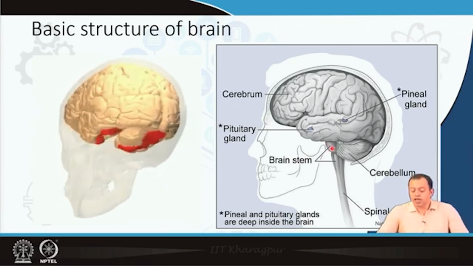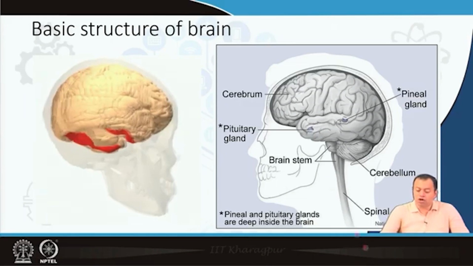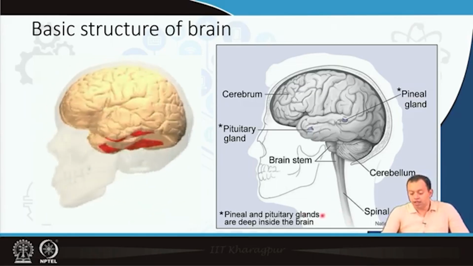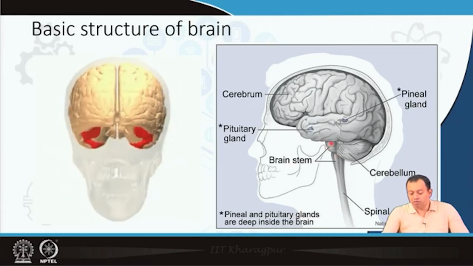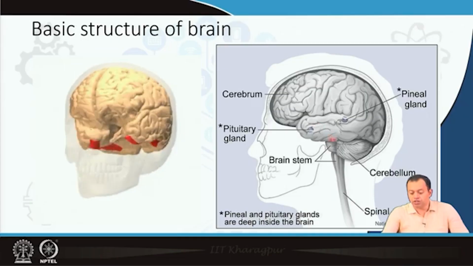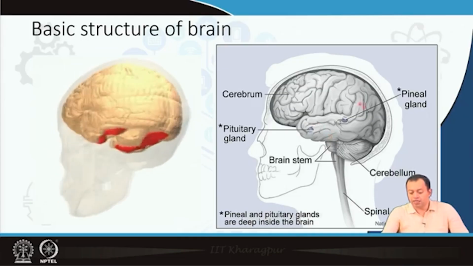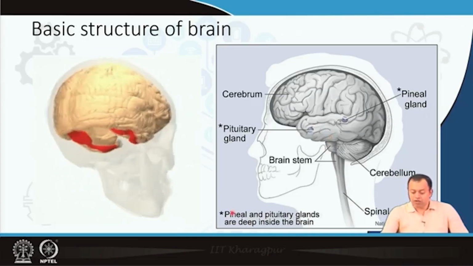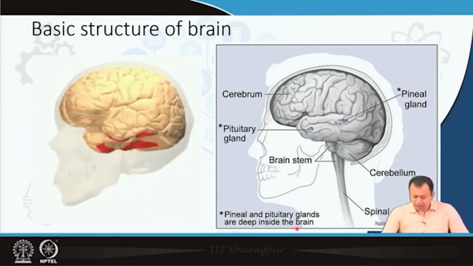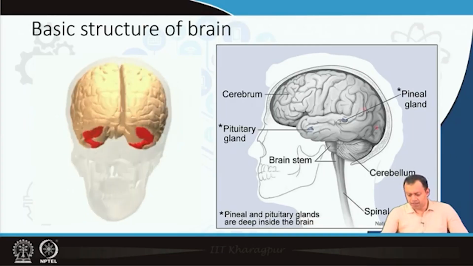It brings in all the electrical connection from the spinal cord, which has a bundle of nerves, as you have seen. They carry all the information. The brainstem allows that information to pass through different areas of the brain. So, there are of course glands associated with it. Pineal and pituitary glands are deep inside the brain.